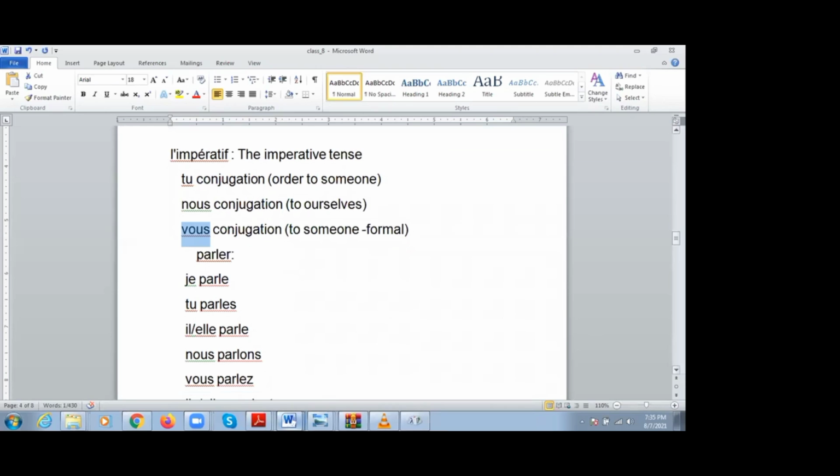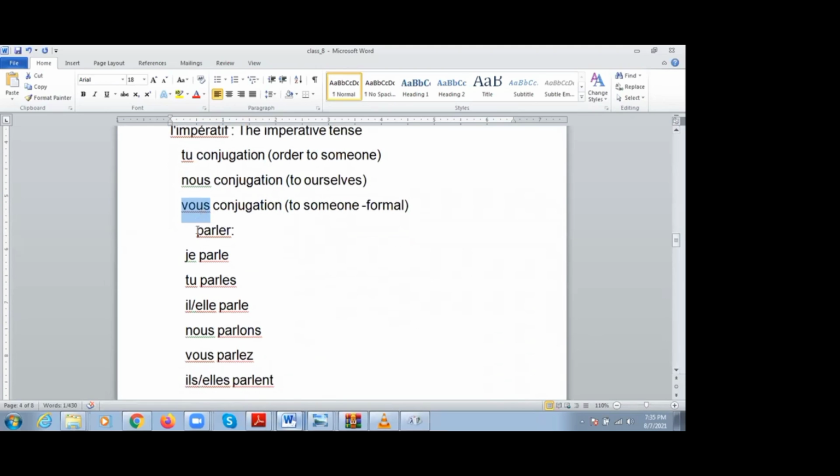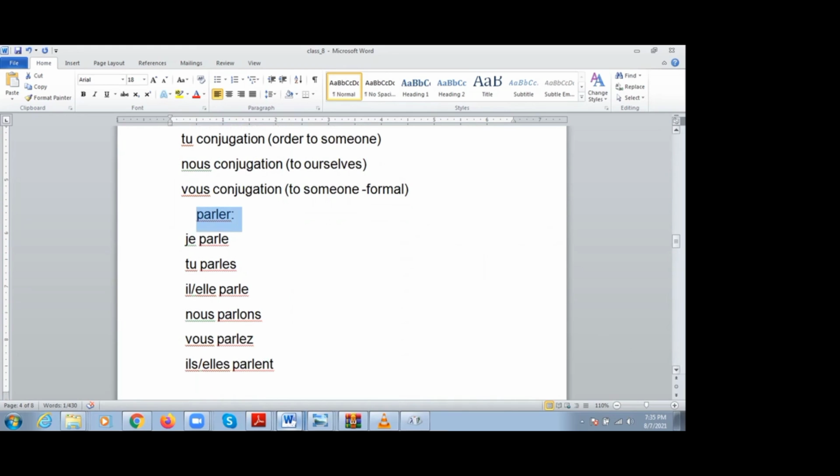It's clear? Okay. Now I've taken a simple verb, parler. If I'm asking somebody to, let's say, speak politely, here it can be formal, it can be informal. What will I do? You just take tu, vous, and nous forms. What are you gonna do? If it's informal, it's going to be parle.